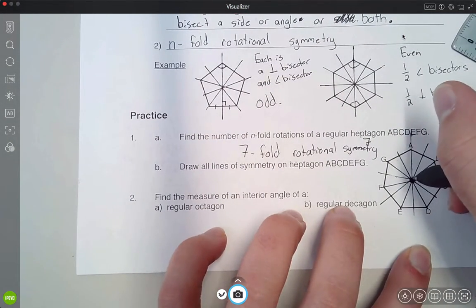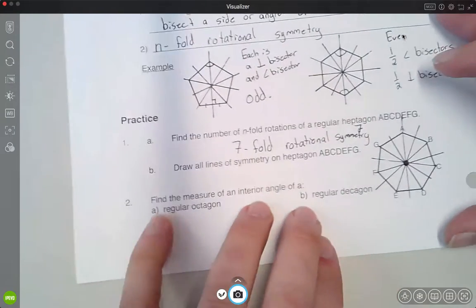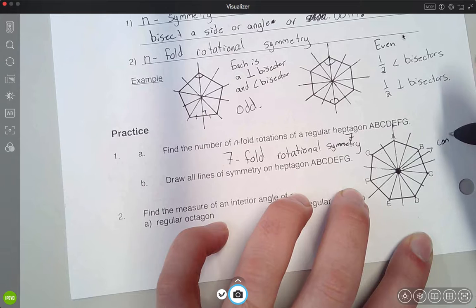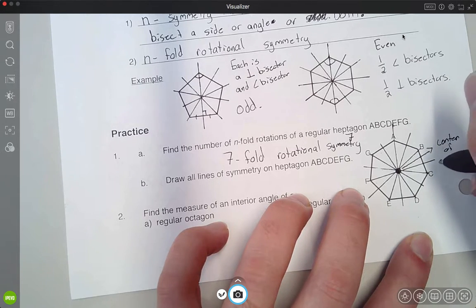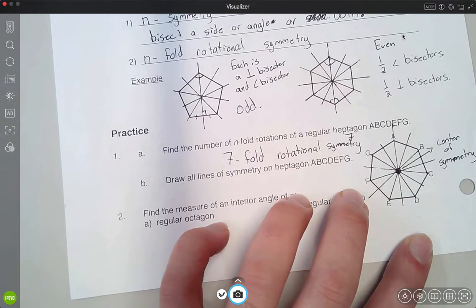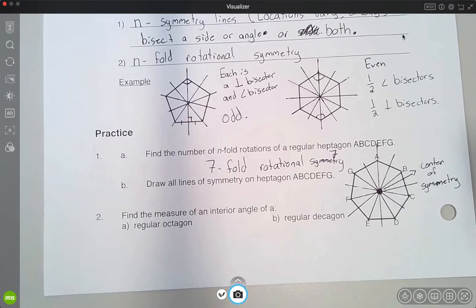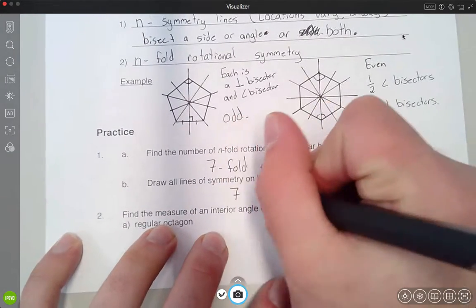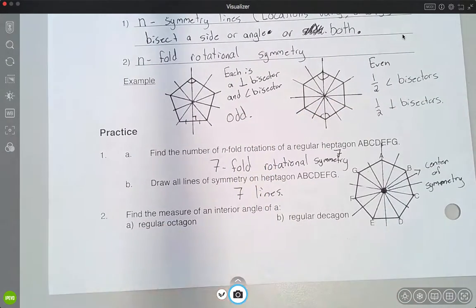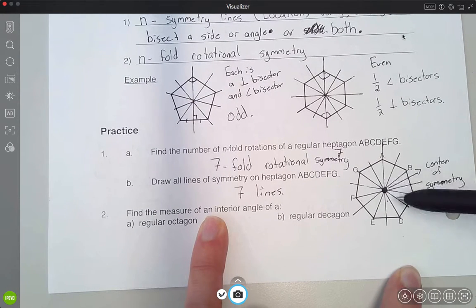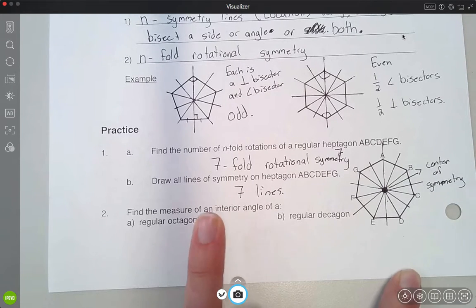Okay. By the way, this point here in the center is what we call the center of symmetry, or the symmetry center of that figure. It's where all the symmetry lines meet. And I did have 7 lines here that I just drew in. And I can count them all if I want. I got 1, 2, 3, 4, 5, 6, and 7. Okay, so I do have all 7 lines there in my picture.